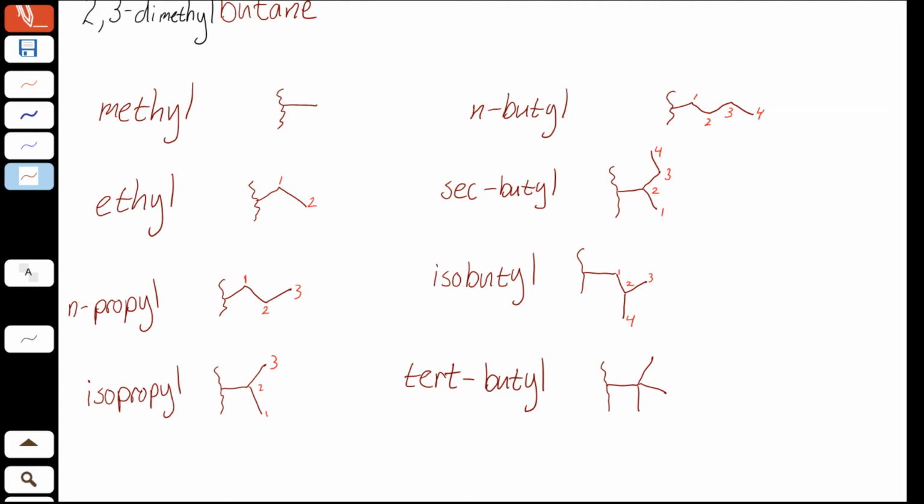So when there's a tert-butyl group on a structure, you can kind of make it do some interesting things because that takes up so much space that it can kind of force molecules into particular positions.